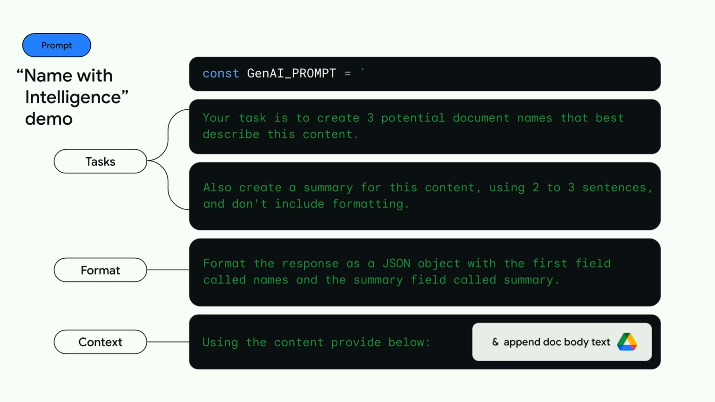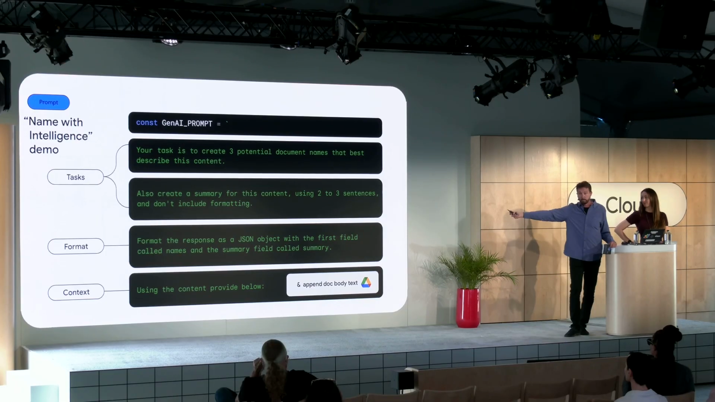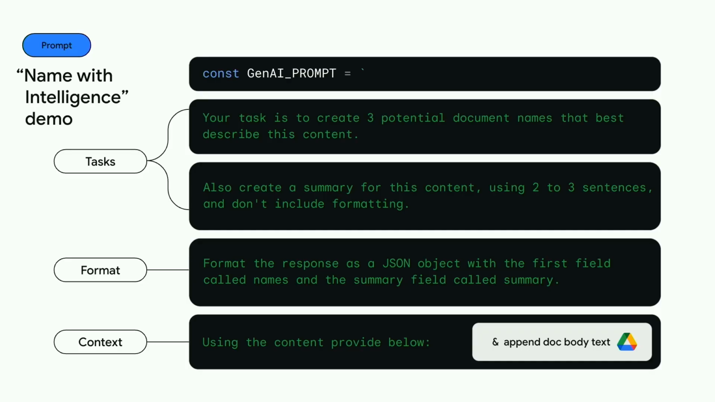Then one of the most important things is around format. As a developer, you want predictability coming back to you in your solution. So in this case, I chose to have it return to me as a JSON object that I could parse. And I was very specifically saying, I want the first field called names and the second field called summary. This way I get back exactly what I want, I parse that, and I push it back into my solution. And then finally, the context was simply derived by taking that file from Drive, getting the entire body of its content, and passing that entire context off to, in this case, Vertex, to make that work.